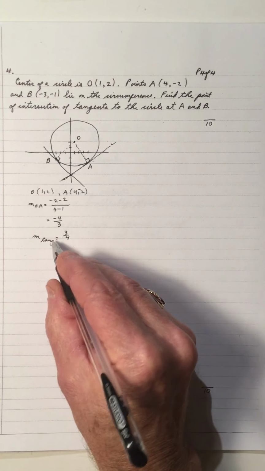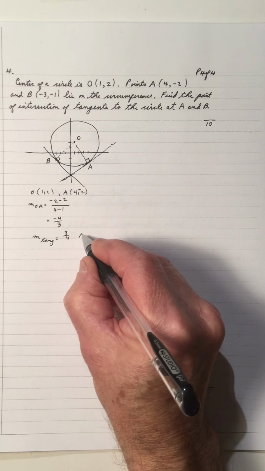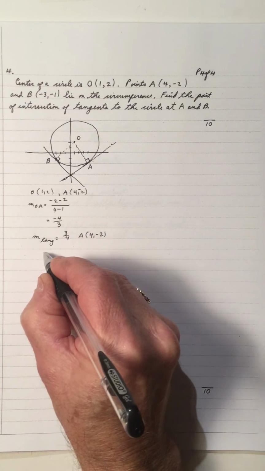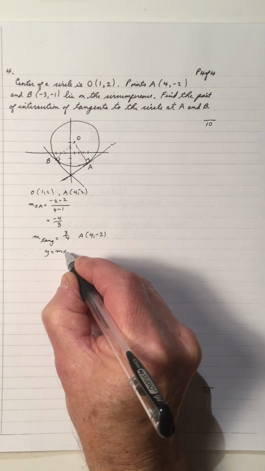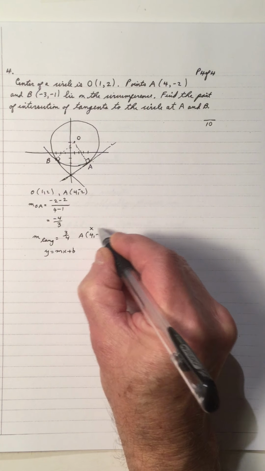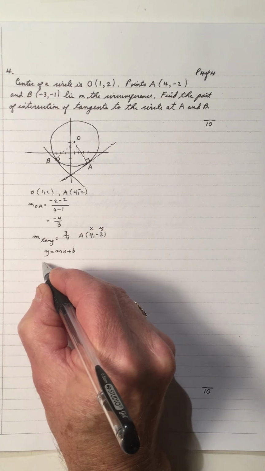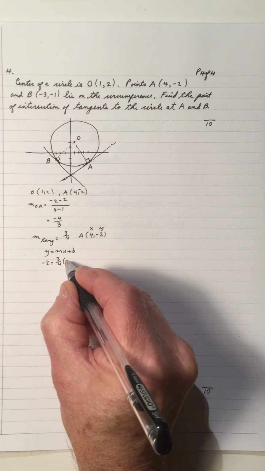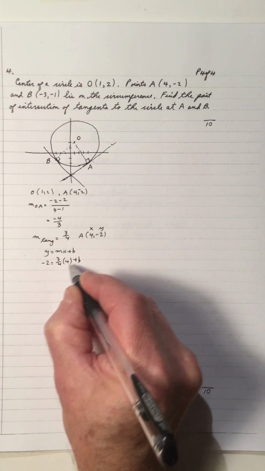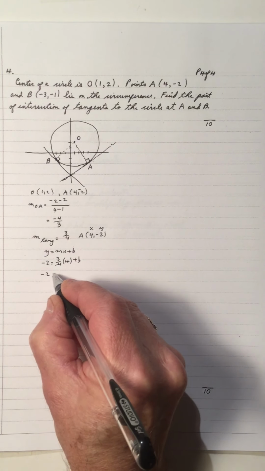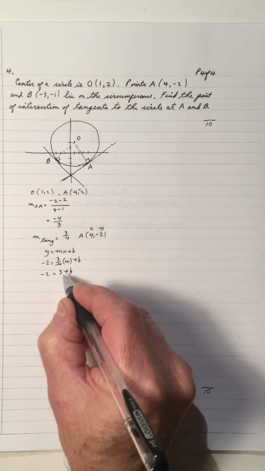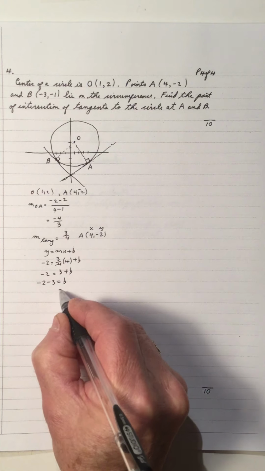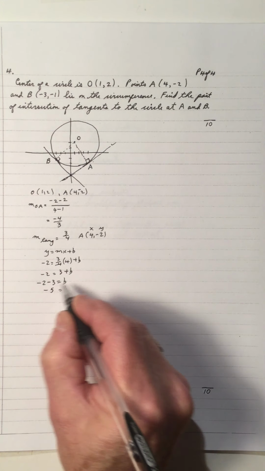And that is at A, so let's put A to be (4, -2). So the equation of the line, y equals mx plus b, A is (4, -2), that's x and that's y. So y is negative 2, m is 3 over 4, x is 4, plus b. Negative 2 equals 3/4 times 4 plus b, the 4's cancel. You get 3 plus b. So negative 2 minus 3 equals b. So b becomes negative 5.